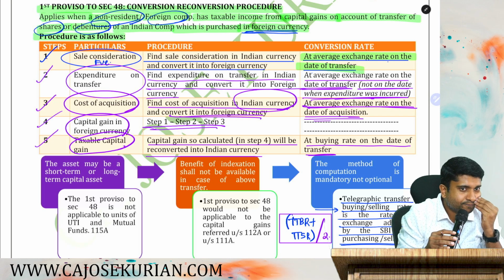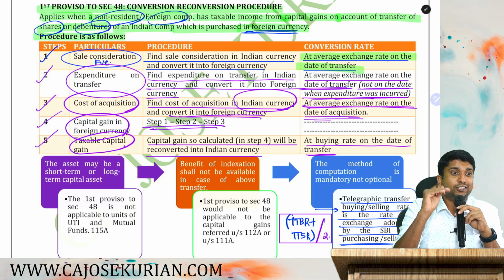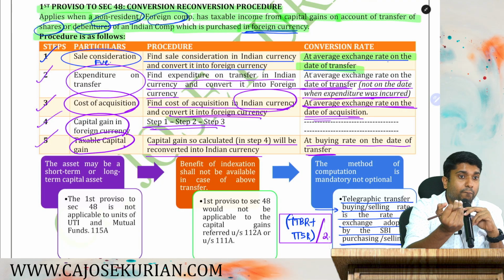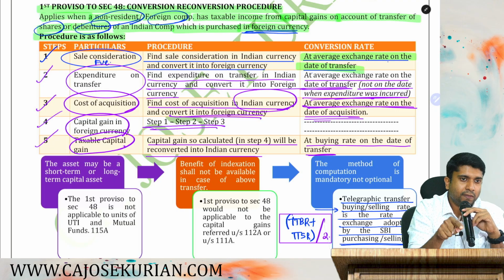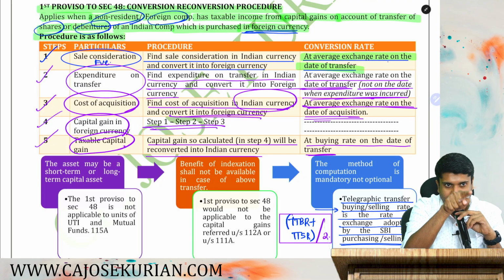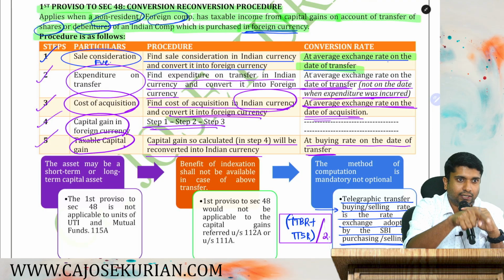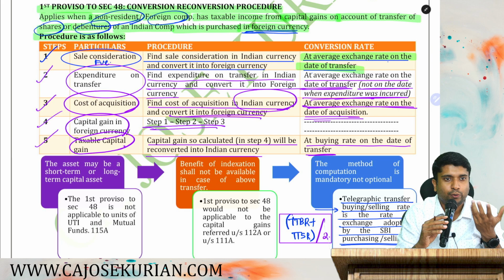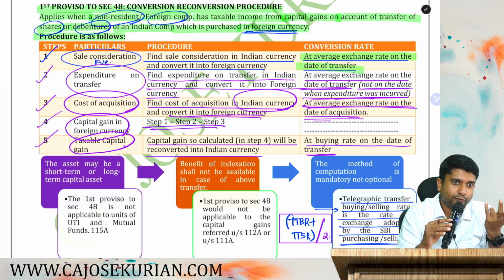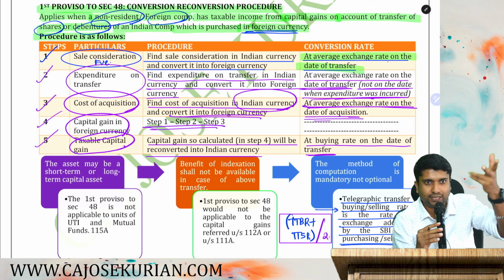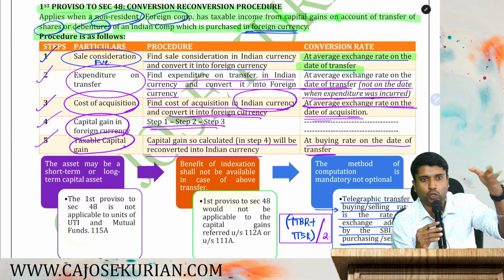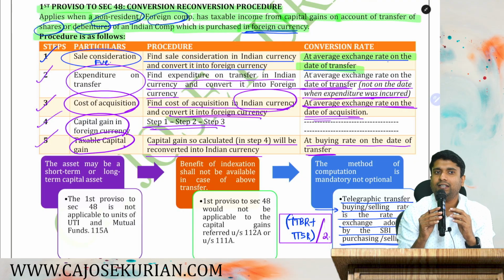Are you with me? So this is actually the procedure to compute capital gain. If you are an NR or a foreign company purchasing shares or debentures of an Indian company in foreign currency and you are selling it outside, then what do you need to do? You need to compute everything in Indian rupee and convert it to foreign currency and compute the long-term capital gain or short-term capital gain, whatever it is, in foreign currency, then you reconvert it into Indian rupee. That's what they are saying. I hope it is clear.